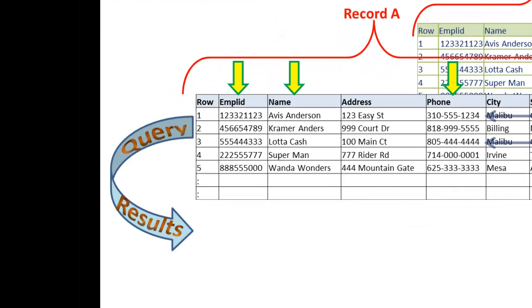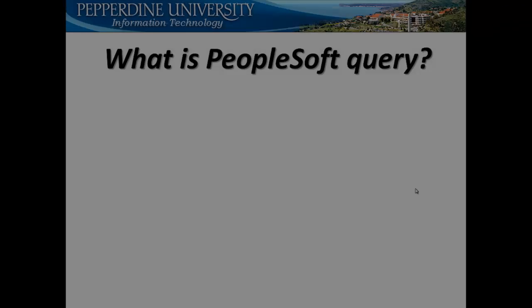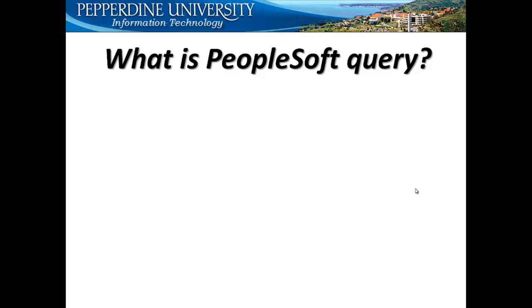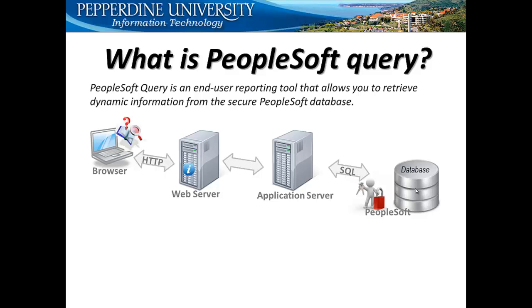This is a good time to note that PeopleSoft terms table and record are often used interchangeably. Now that we understand some basic query concepts, let's expand our understanding into what is PeopleSoft Query. PeopleSoft Query is an end-user reporting tool that allows you to retrieve dynamic information from the secure PeopleSoft database.